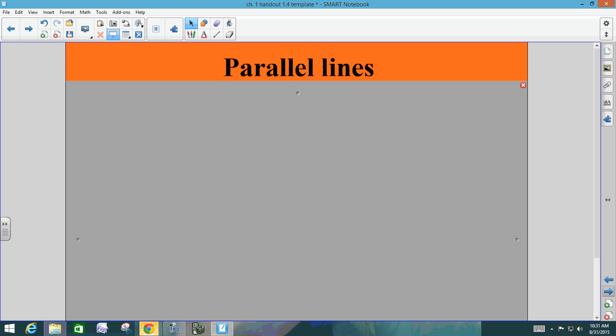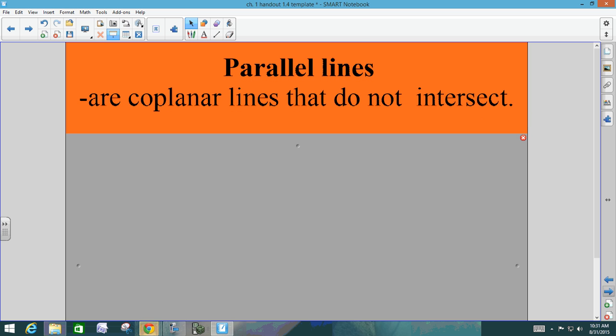Parallel lines. What do you know about them? Jacob? They never intersect, and they're coplanar. We didn't really talk about that in previous academic years, but they're coplanar lines that don't intersect. Ben, coplanar meaning what? Good. Way to use your resources, kid. Two lines that don't intersect that are on the same plane. Excellent.